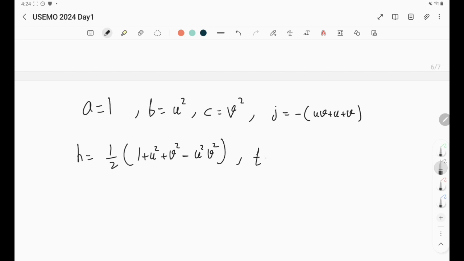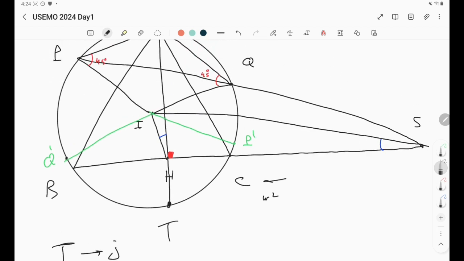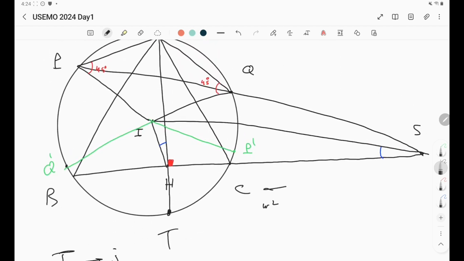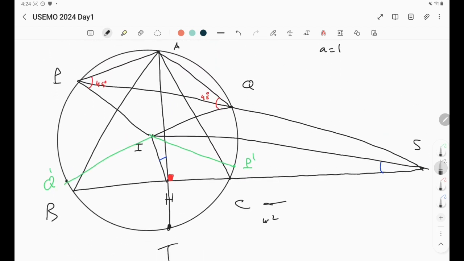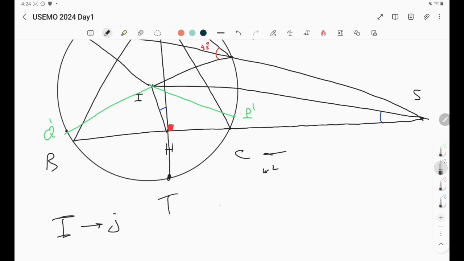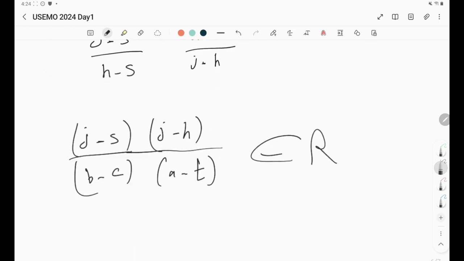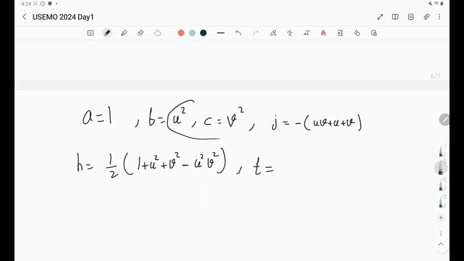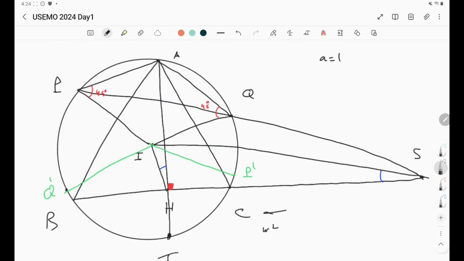Okay, remember we put T. To find T, we already know this formula: if you have two chords that are perpendicular on the unit circle, you know AT is perpendicular to BC, then A times T plus BC equals 0. That means T is just minus BC divided by A. So it's minus U square V square divided by A, that is 1. So this is T. Very nice. Okay, now we're done with the simple points.